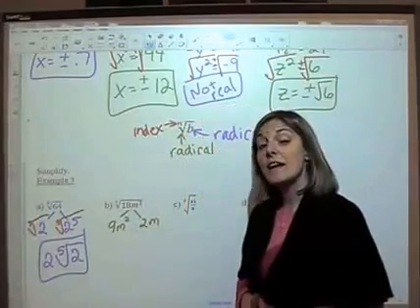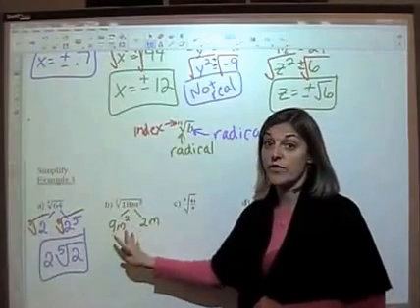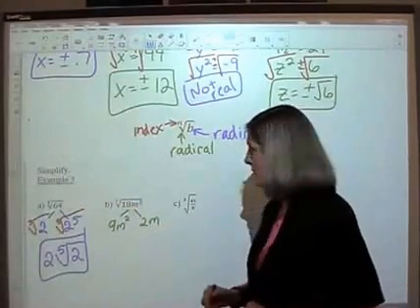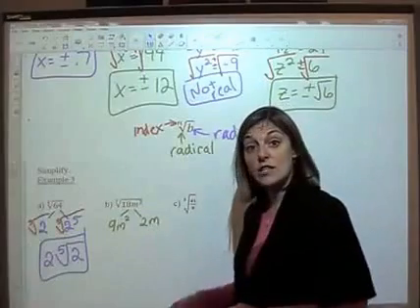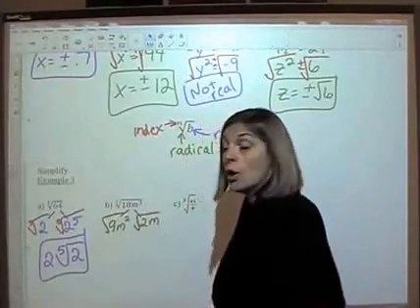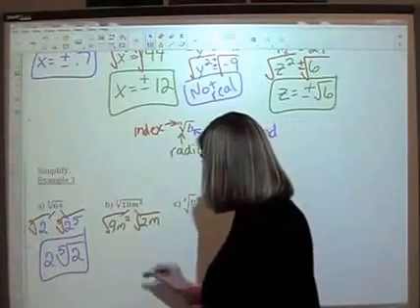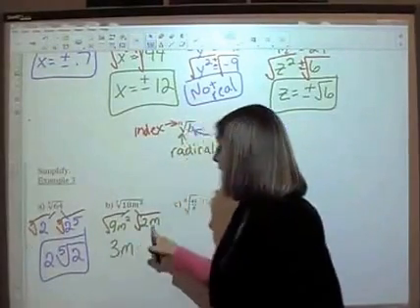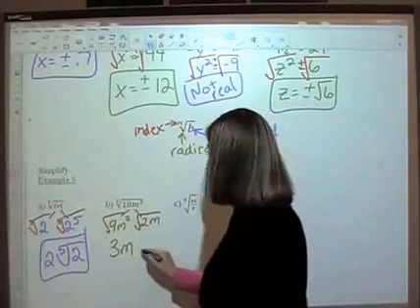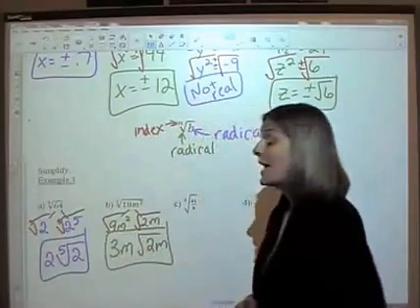Well, we can break that up into 9m squared, because 9m squared is a perfect square, and times 2m, okay? And then we can take the square root of each of those. Well, the square root of 9m squared is just 3m. And then the square root of 2m doesn't simplify, so we just leave that the way it is. And that's your answer.